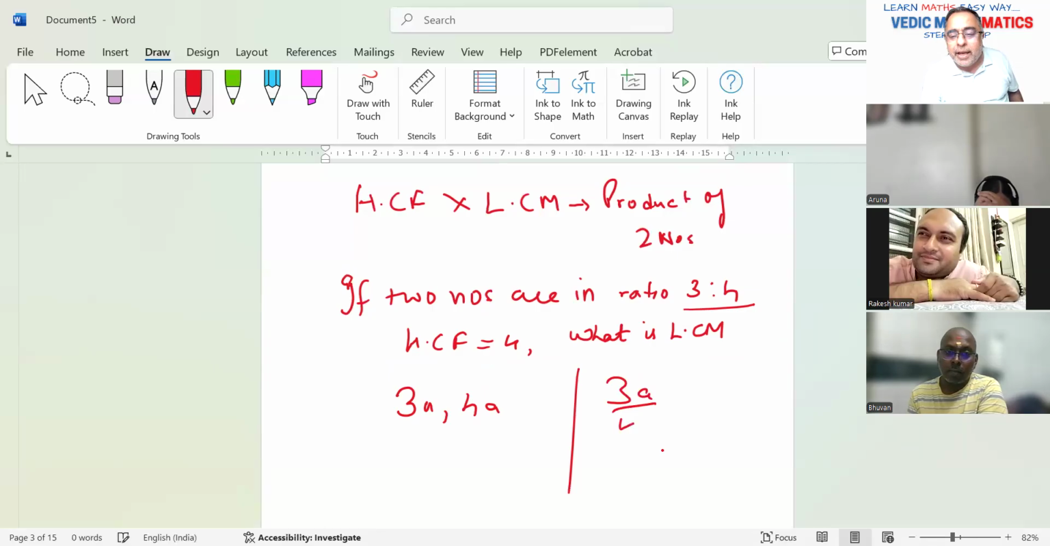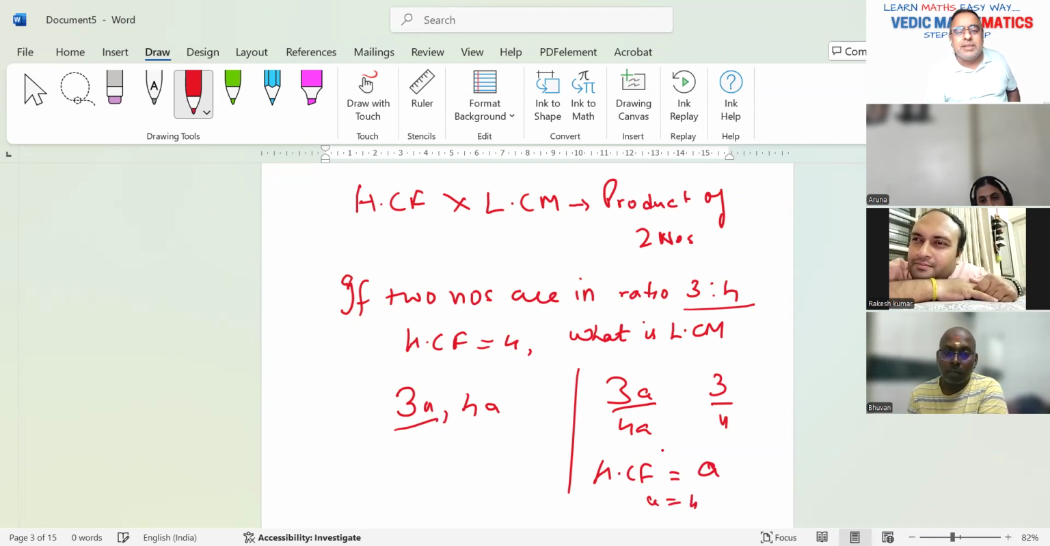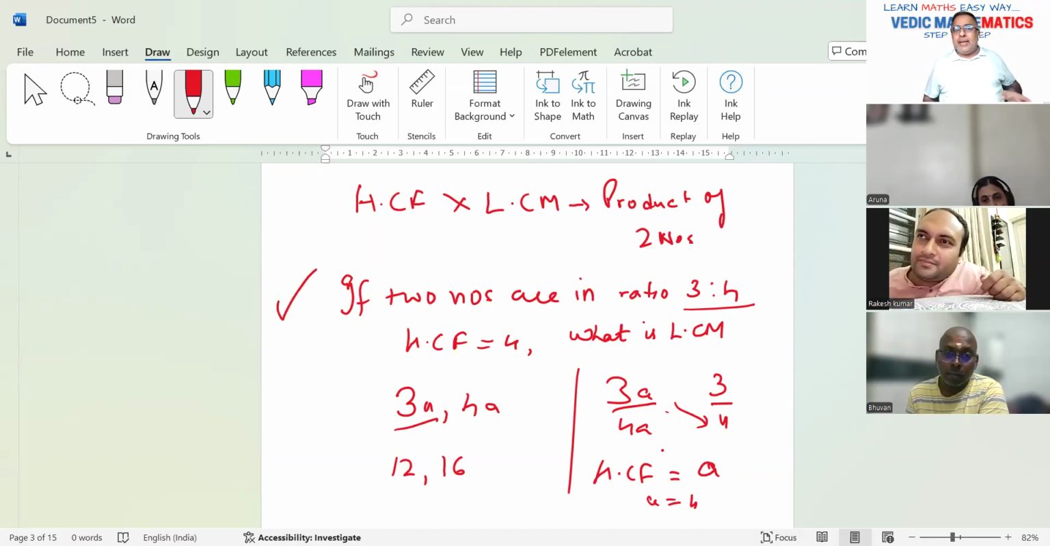And 3a/4a, what comes out? 3/4. So what is the HCF? A. Correct. What is HCF given? 4. So a is equal to 4. That means numbers are 12 and 16. And LCM, what was it from here? 12a means 12 into 4, 48. Direct questions don't come in competitive exams.